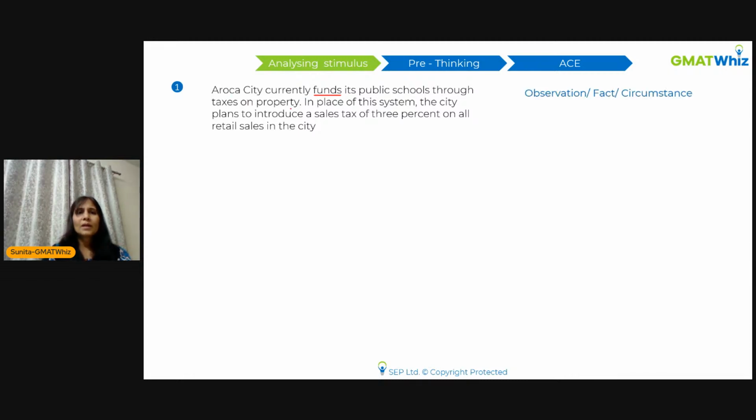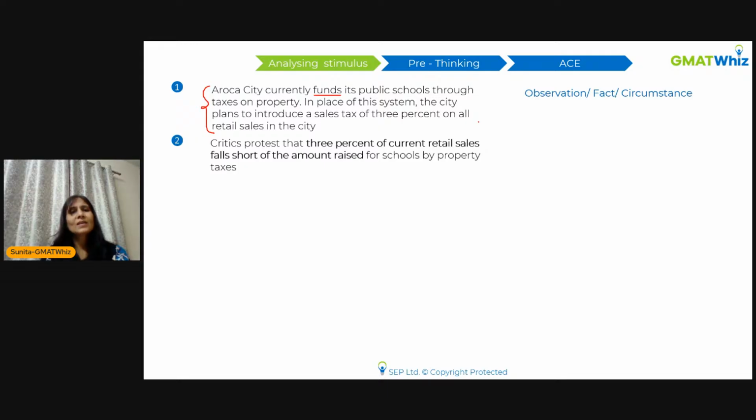Even the next statement, in place of this system, the city plans to introduce a sales tax of 3% on all retail sales. So basically, all of this I know is a fact. It's not anyone's personal opinion, neither the author's nor anybody else's. So I can call it an observation, a fact, a situation, a circumstance. Let's read the next sentence.